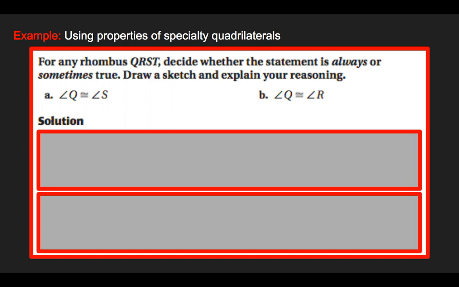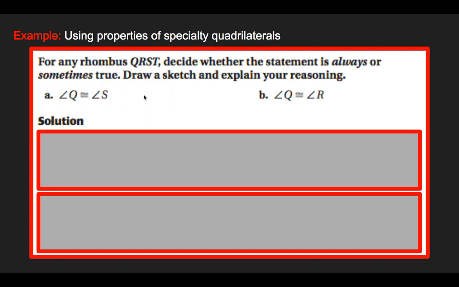For any rhombus QRST, decide whether the statement is always or sometimes true. Draw a sketch and explain your reasoning. Angle Q is congruent to angle S.